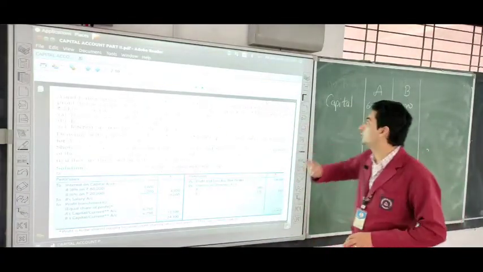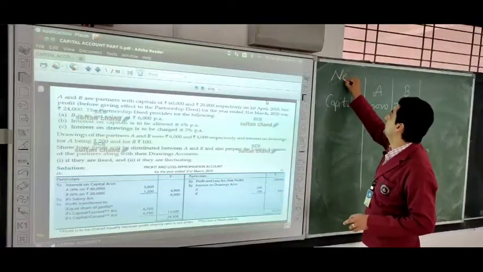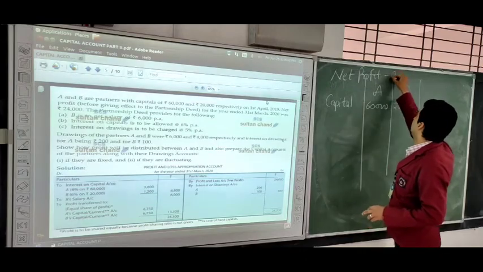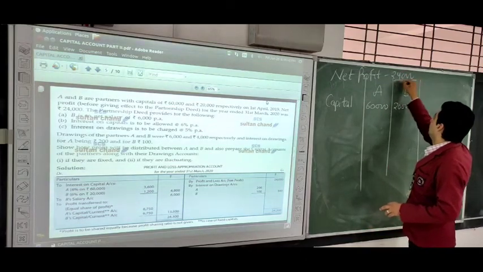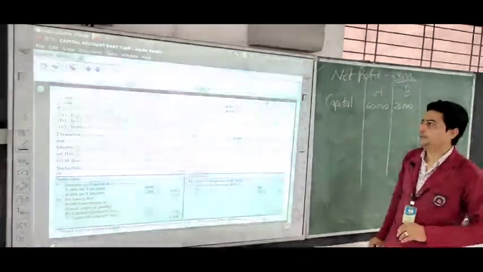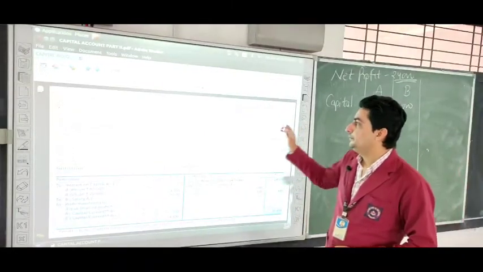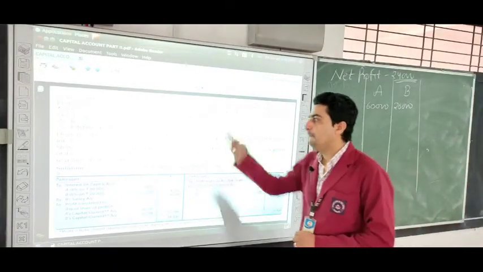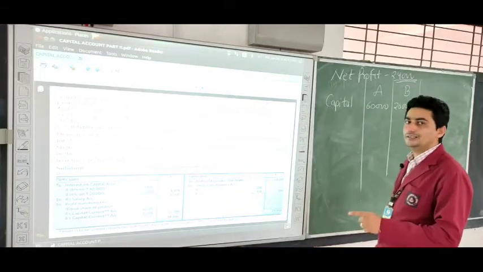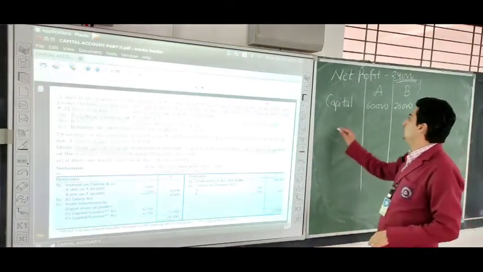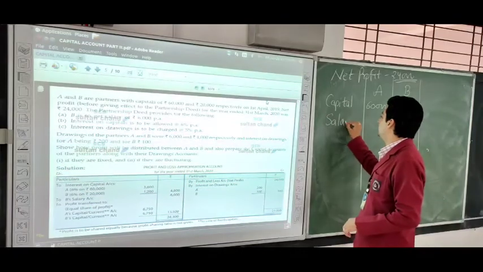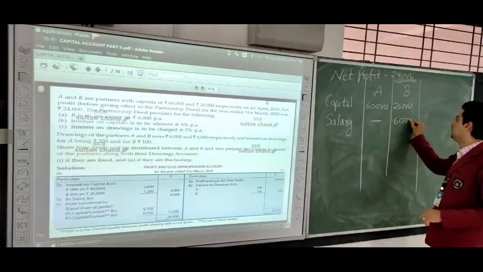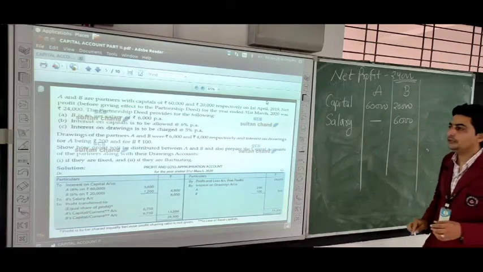Okay students, now net profit before giving effect to the partnership deed for the year ended 31st March 2020 was 24,000. Net profit was 24,000, so net profit is equal to 24,000. This is our profit. Okay students, then the partnership deed provides for the following. B is entitled to a salary of 6,000 per annum. So partner's salary, only B is getting, A is not getting, so we'll write it in B's column. 6,000 rupees he is getting per annum yearly.